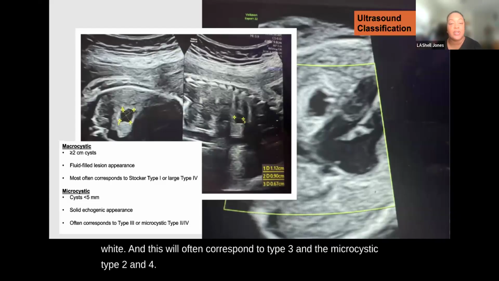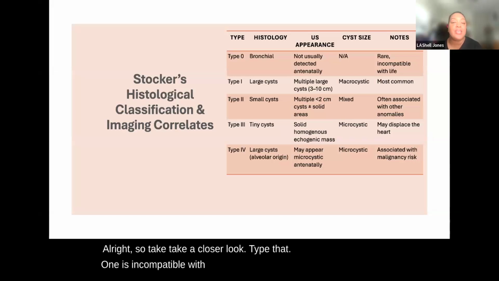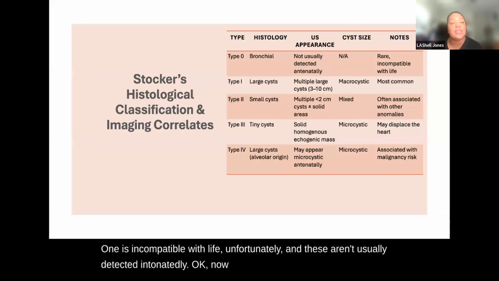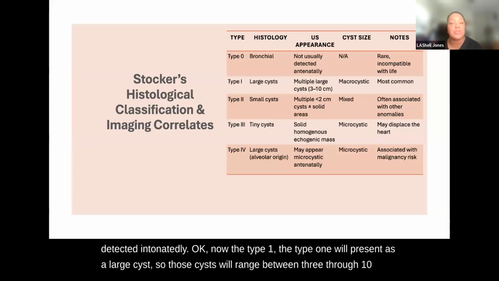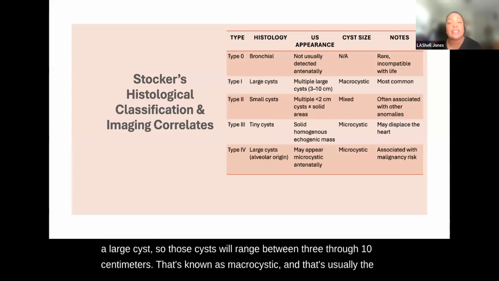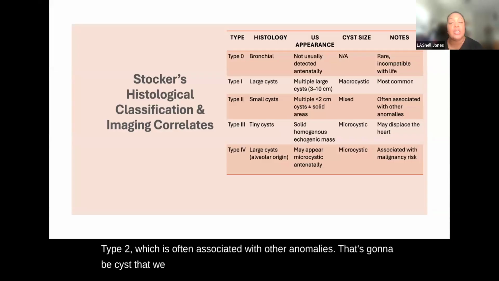All right, so let's take a closer look at that. Now, type 0, that one is incompatible with life, unfortunately. And these aren't usually detected prenatally. Okay. Now, the type 1 will present as a large cyst. Those cysts will range between 3 through 10 centimeters. That's known as macrocystic, and that's usually the most commonly seen one. Type 2, which is often associated with other anomalies, that's going to be cysts that we saw in the demonstration, less than about 2 centimeters. Okay. And then it may have some solid areas.